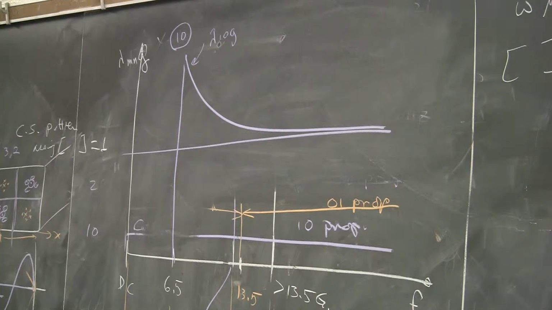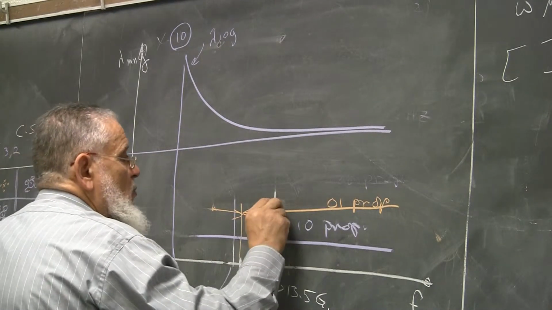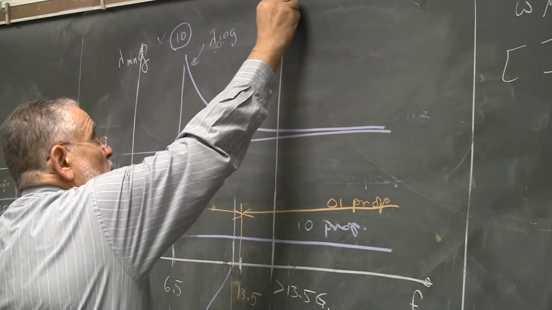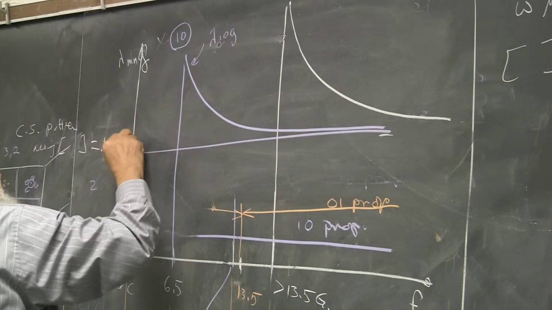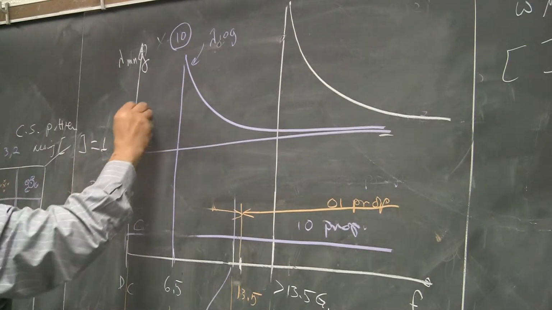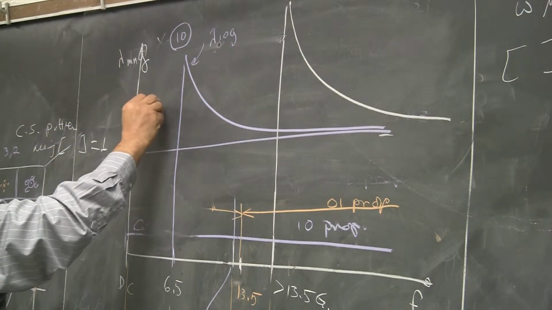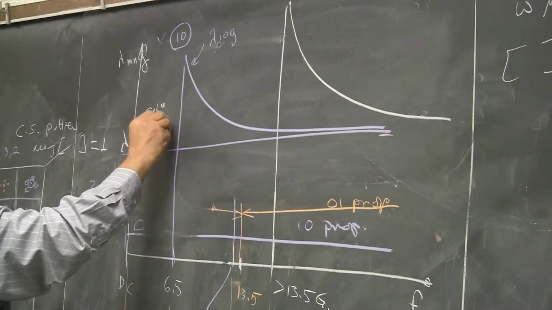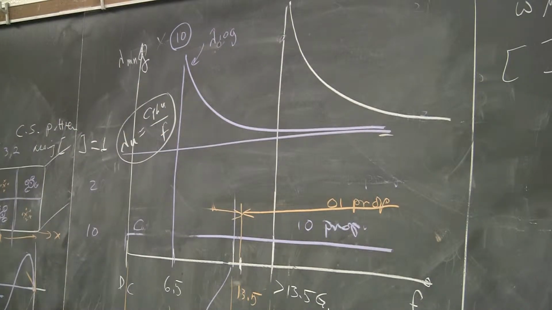If I go to the next mode, each mode will do the same exact thing. I don't have to draw it for every mode. I'm going to do it for this mode. Again, it will be infinity here, and it will come down asymptotically to lambda u. Lambda u is equal to what? C phase u over f. Right? Lambda times f is equal to c.